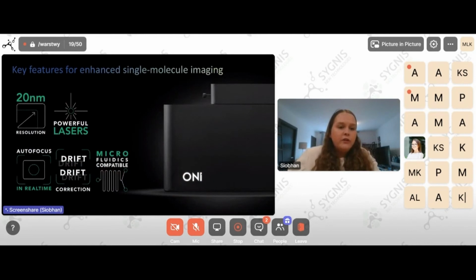So just to briefly summarize, we do have quite a lot of key features that really do enhance single molecule imaging on the Nanoimager. I've already mentioned quite a lot through the presentation that we have powerful resolutions, so we can achieve resolutions down to 20 nanometers. And we offer powerful lasers within the system. In order to excite these fluorophores, in order to get the blinking, we do offer very powerful lasers.